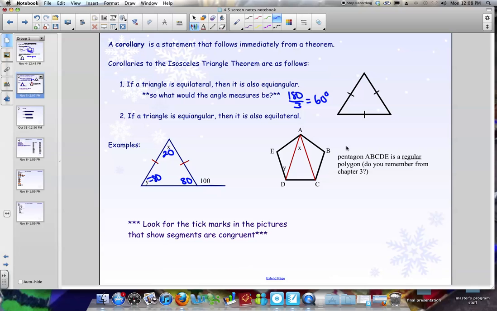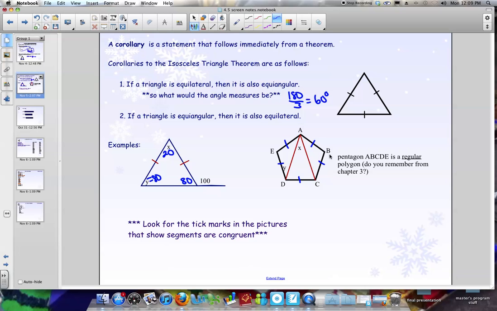Another example is using other polygons besides triangles. In this case, we have a pentagon. It's a regular pentagon, which means that all the sides are the same length and all the angles are the same measure. When I draw in the diagonals AD and AC, it splits the pentagon up into 3 triangles. Actually, 3 isosceles triangles. So I know that since this ABC is an isosceles triangle, this angle and this angle will have to be the same. The question is, how can I figure out what those 2 angles are?